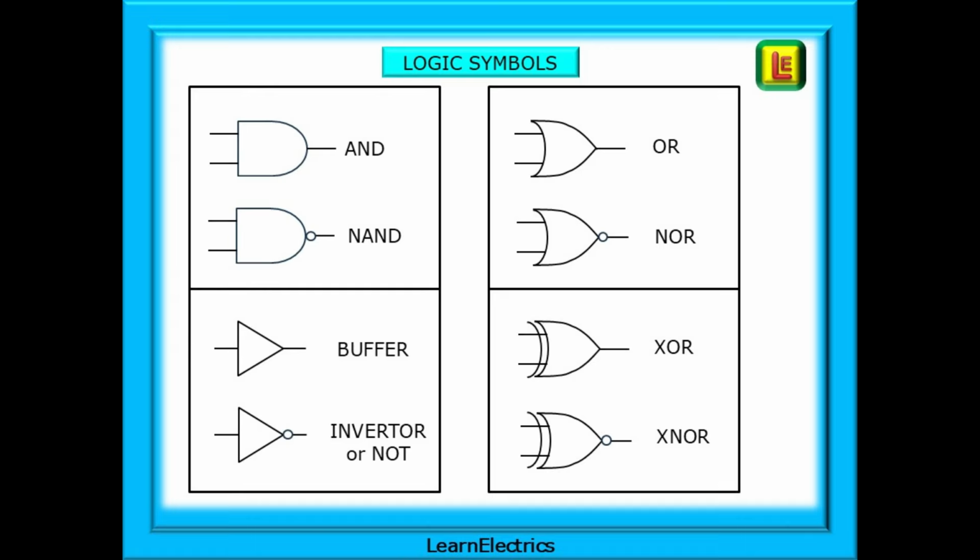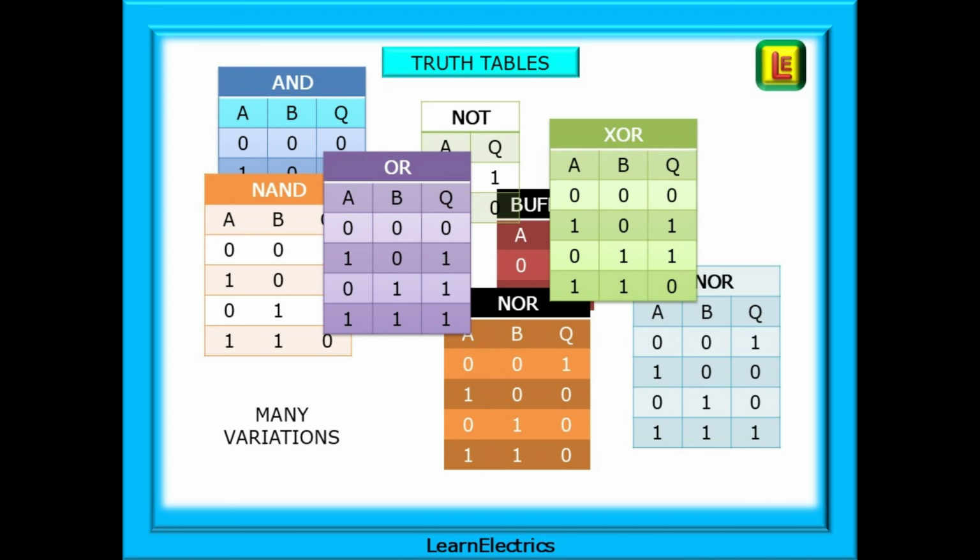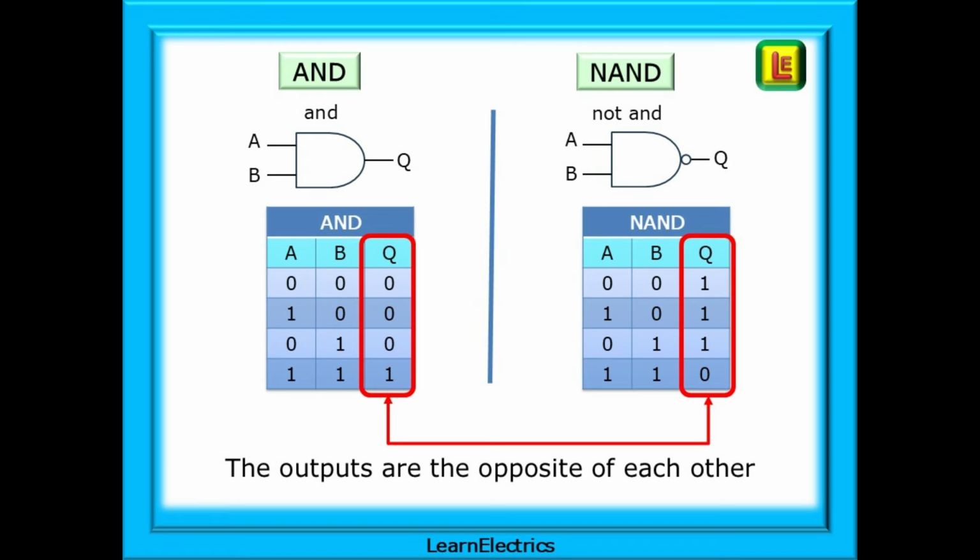XOR and XNOR both have an extra curved bar on the input side, and the bottom left box shows two single input, single output gates, the buffer and the inverter, sometimes called the NOT gate, one with a circle, one without. There are many varieties of truth tables. By the end of this video, you will have the information that you need to recreate a truth table from scratch. It's very easy. Time to look at the gates and their truth tables in more detail.